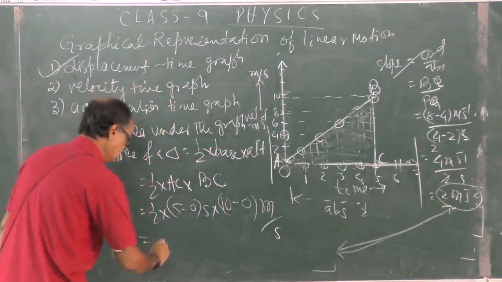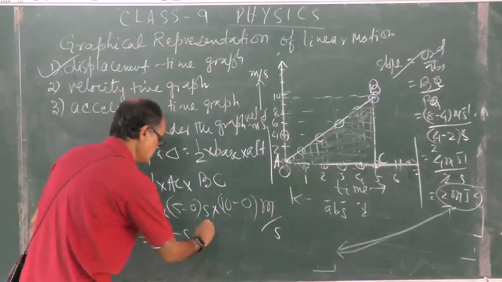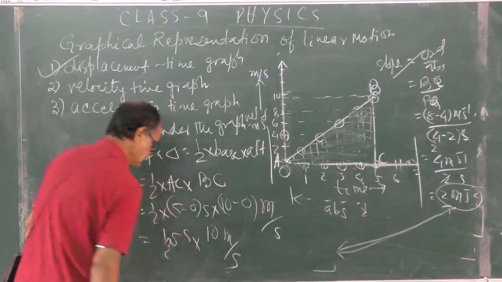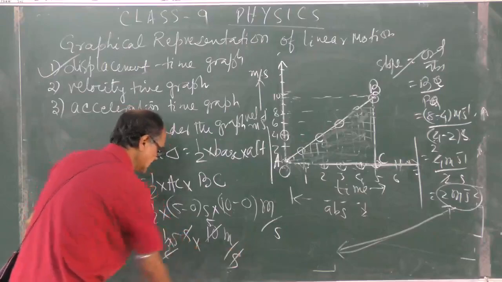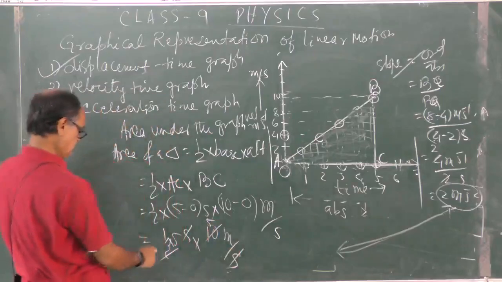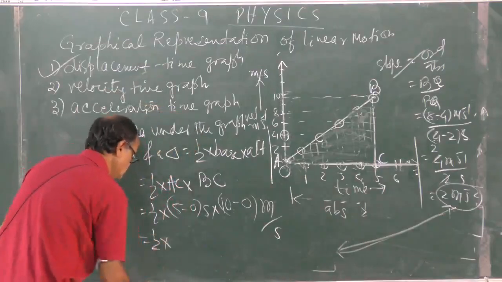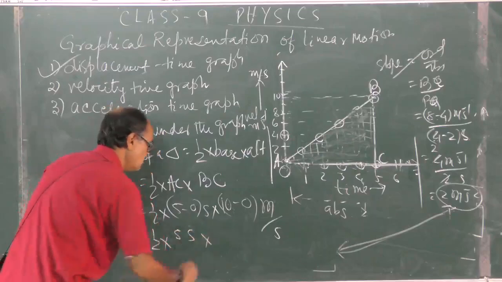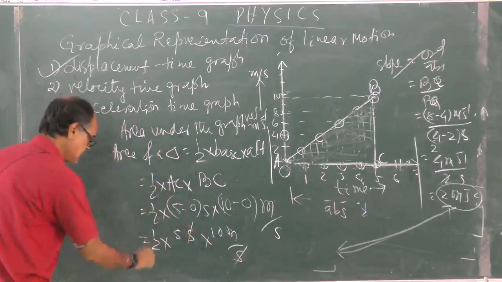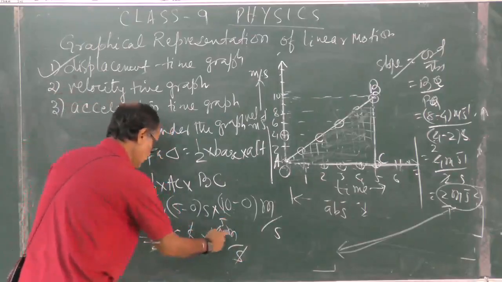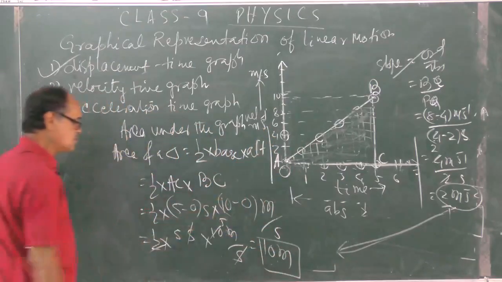So what are we getting here? 5 seconds, 1/2 into 5 seconds into 10 meter per second. So if we cancel 2 and 10 as 5, and second cancels second, it gives us 1/2, 5 second multiplied with 10 meter per second. Cancel second and second. Cancel 2 and 10 with 5. You are getting 5, 5 is 10. 10 meter.